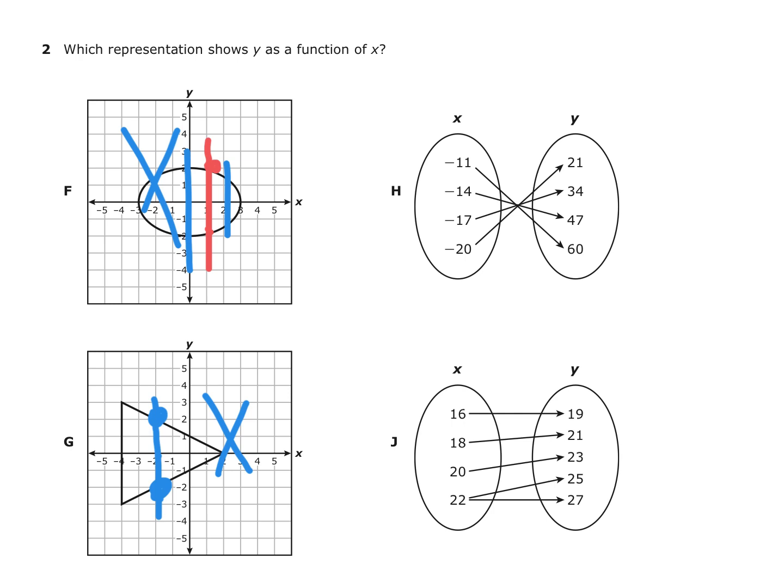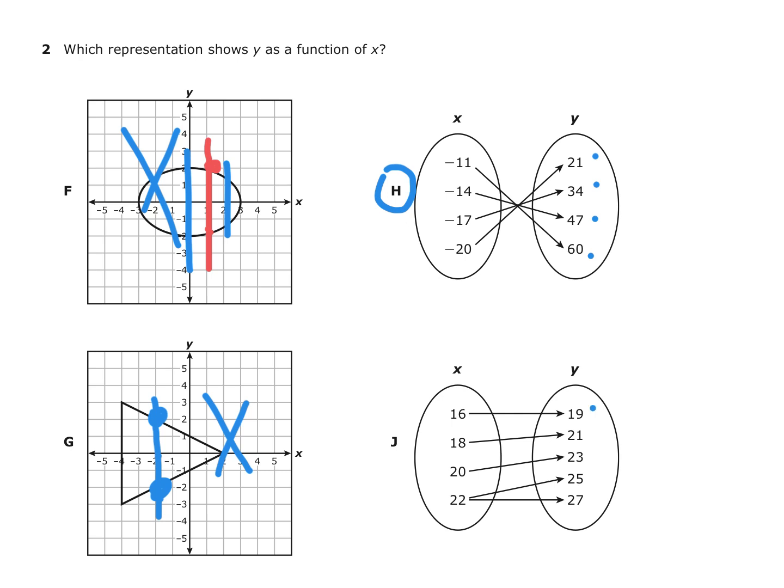If you look at answer H, negative 11 pairs up with 60, negative 14 pairs up with 47, negative 17 pairs up with 34, and negative 20 pairs up with 21. So each value of x has one value of y, and that looks by definition to be a function. So it looks like H should be the answer for number 2. Just to make sure, let's look at J.